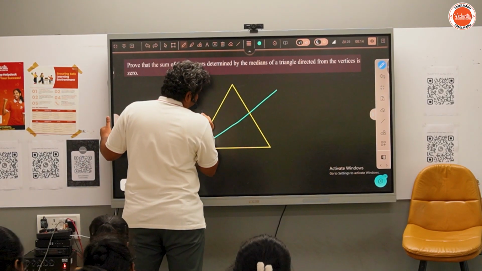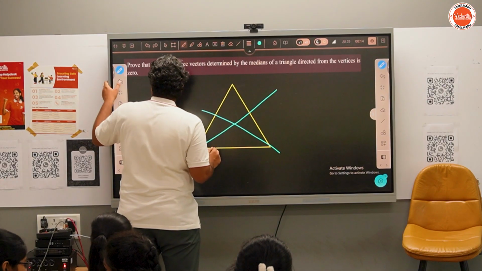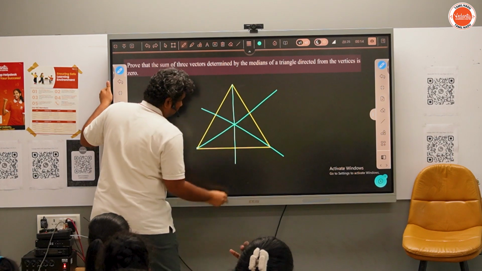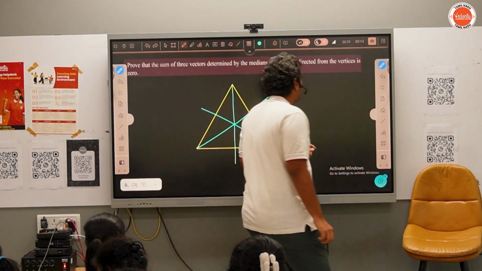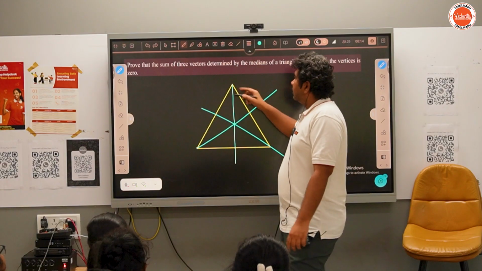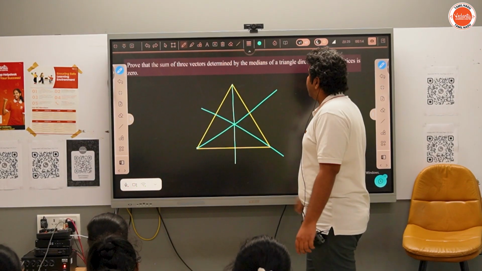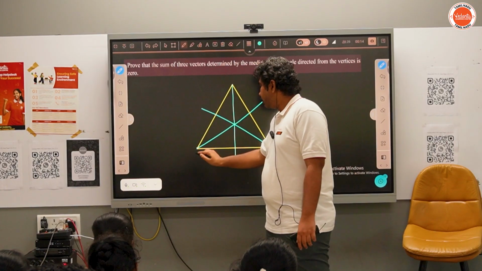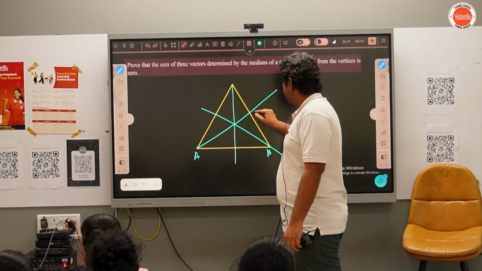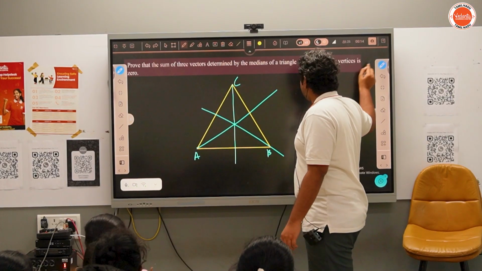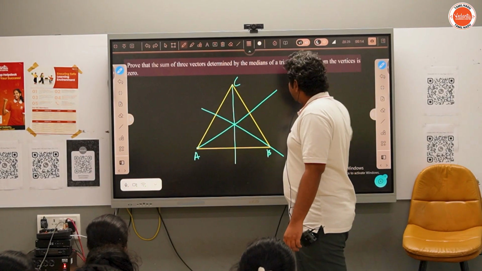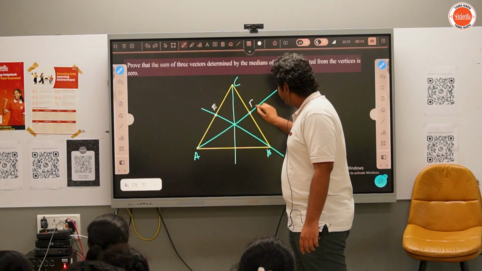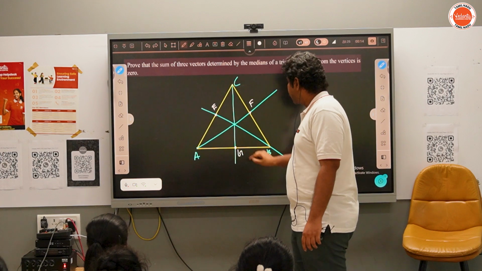Okay, here also. Okay. Now prove that the sum of three vectors determined by the medians of a triangle directed from the vertices. So we'll just name the vertices as A, B, C, and these points E, F, G. Okay.